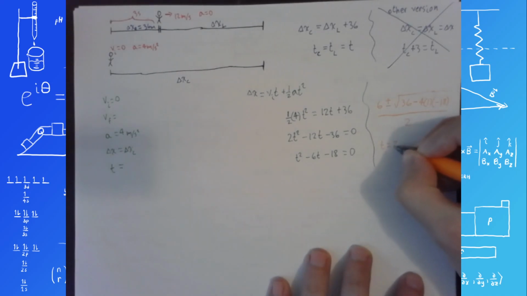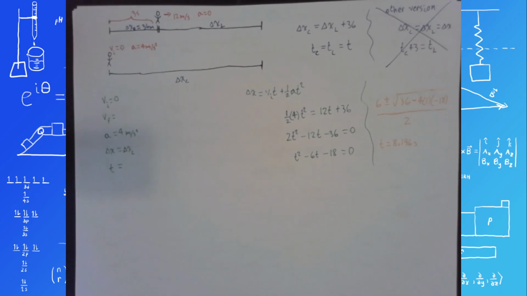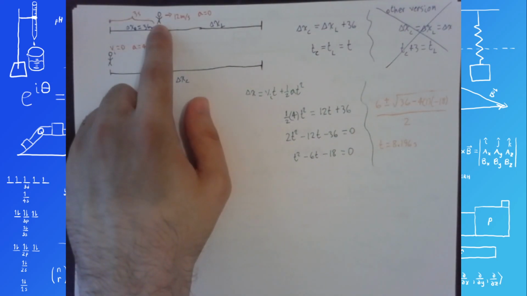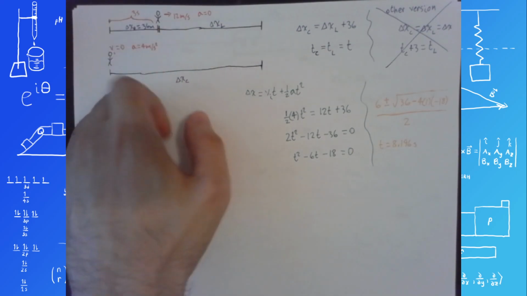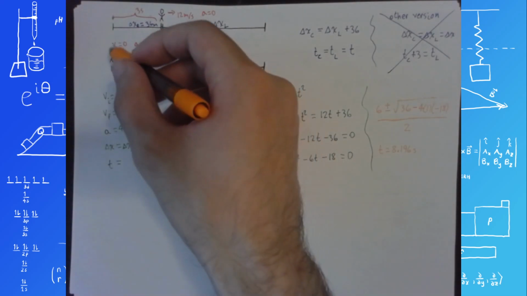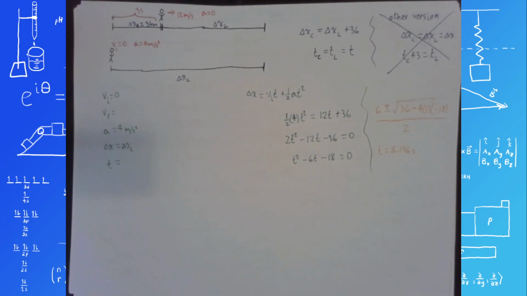T equals 8.196 seconds. That's for both of them. So this is both of them having moved for 8.196 seconds since the lead player arrived at this location. That's the amount of time it would take for this chasing player to get here and catch up to them.